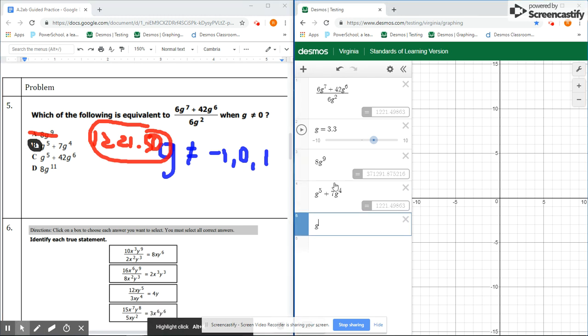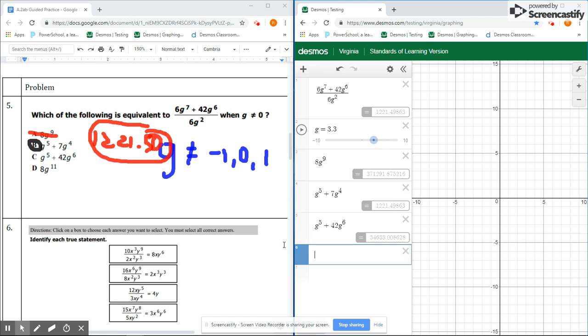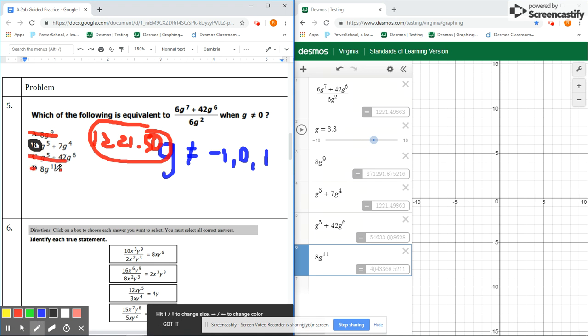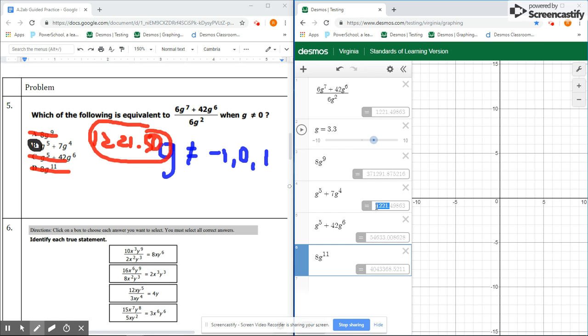Letter C, g to the 5th plus 42g to the 6th. That's 54,000. That's not the same as 1221. And if we check D, 8g to the 11th, we get a huge number. That's not even close to 1221. We matched the problem with the sliders. We got 1221, and we matched that with letter B. So the correct answer is B.